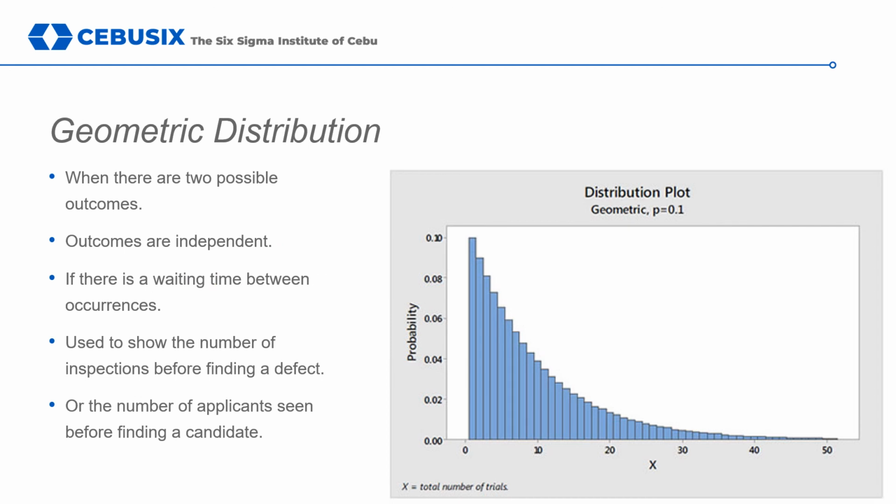The geometric distribution is used when there are two possible outcomes for a trial. The trials must be independent from one another, and there is a waiting time before the first occurrence. As with the binomial distribution, the outcome of each trial must be independent. A real-world use of the geometric distribution might include the number of inspections that occur before finding a defective part, or the number of resumes or applications a recruiter reviews before finding the first candidate that meets the minimal job requirements.